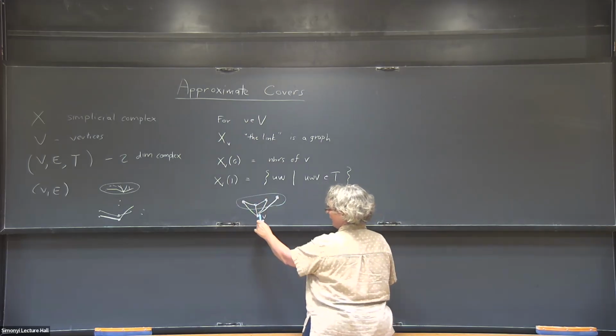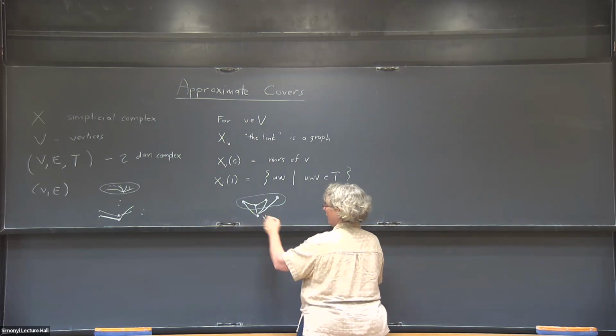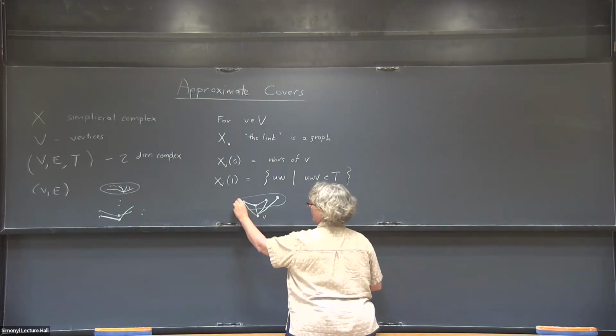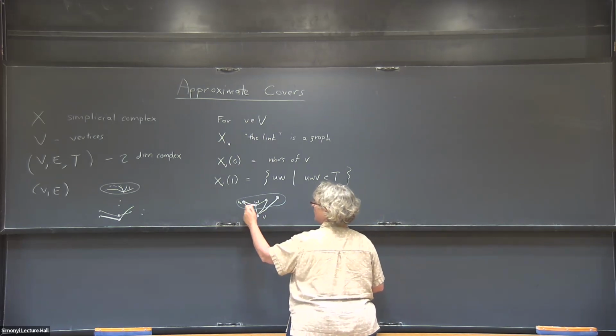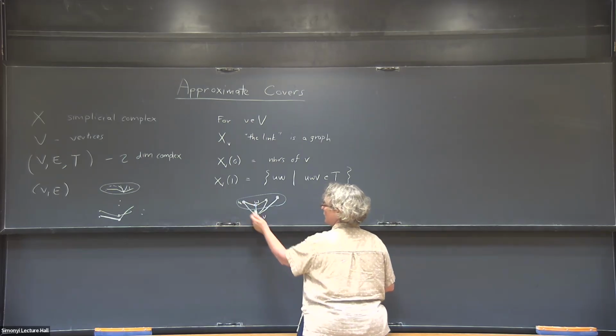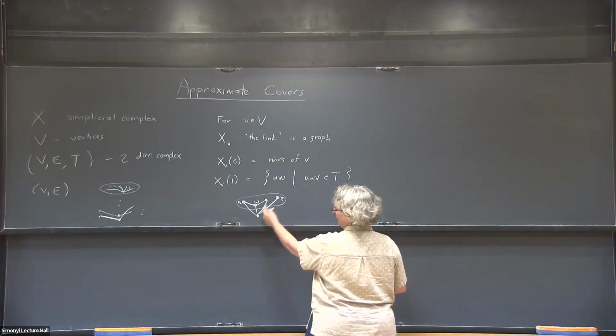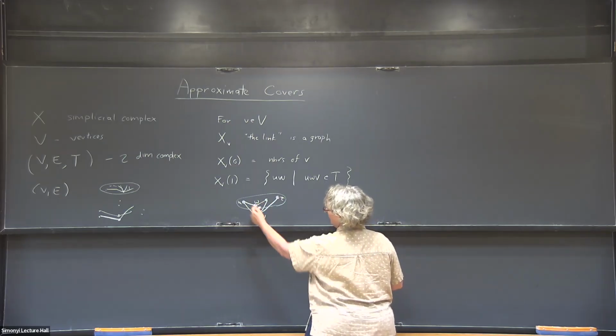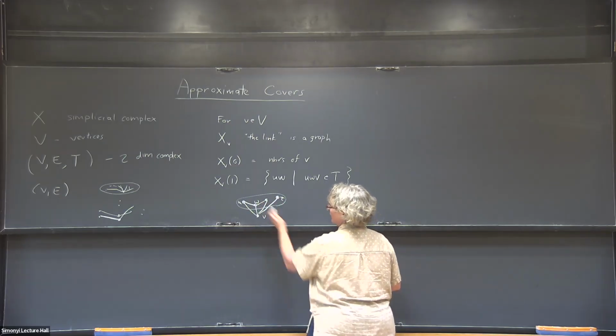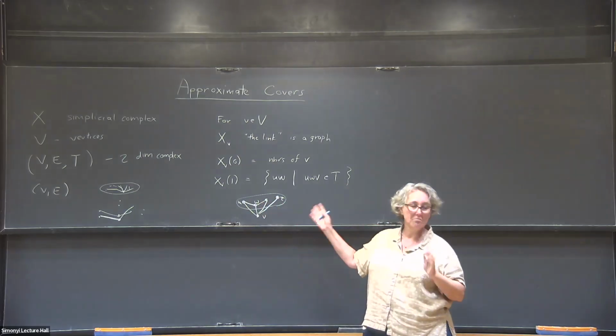And then whenever I had a triangle, now I have an edge in the link. So this is like U and this is W, and you have an edge between U and W because there was a triangle. And if there was some other vertex here that did not have a triangle with these guys, then it's now an isolated vertex in the link.